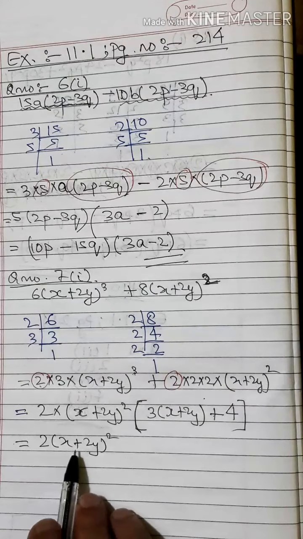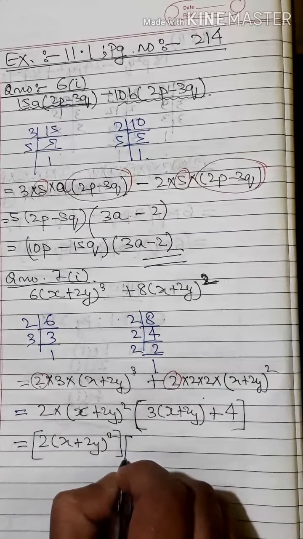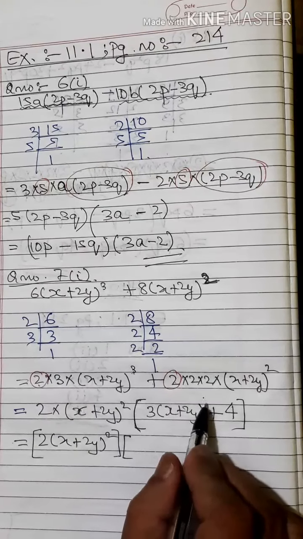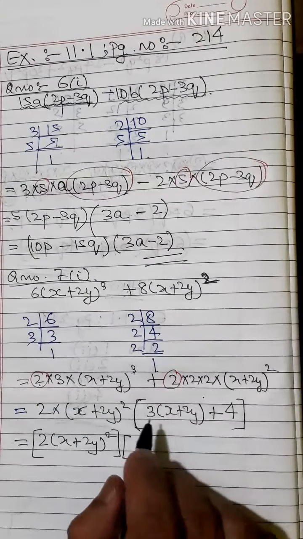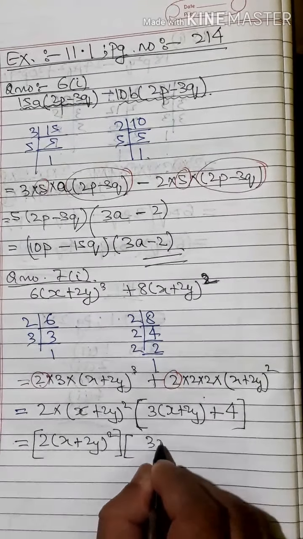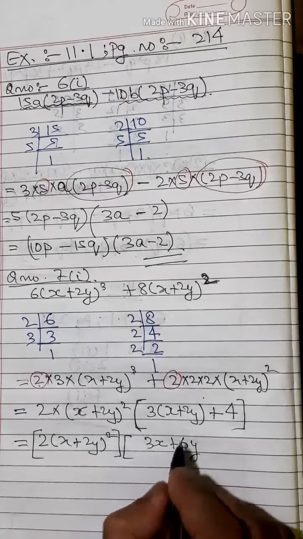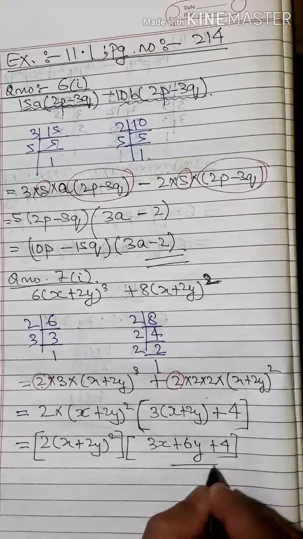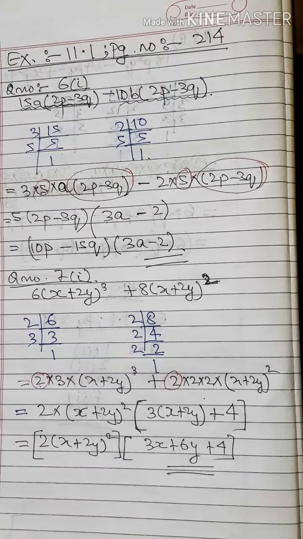So 2 into (x + 2y) becomes our first factor. And what is our second factor? Now here this can be multiplied because the power is 1, so there's no square, no cube. So 3 into x will give you 3x plus 3 2's are 6y, so this part is done. Then the plus 4. So this would be our factor for question number 7 Roman 1.